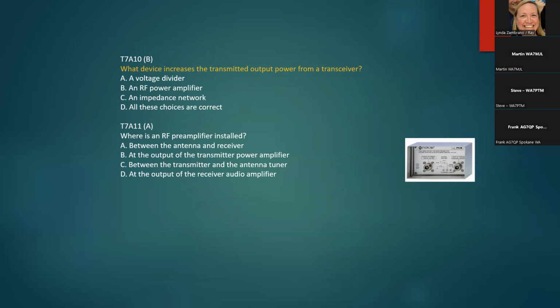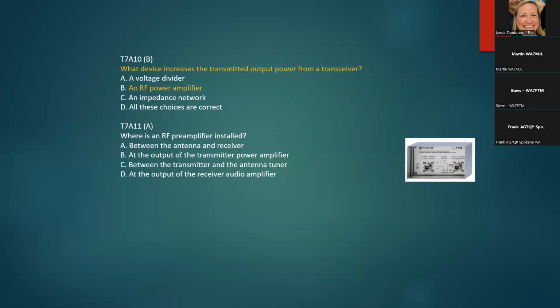Question 810, what device increases the transmitted power from a transceiver? Well, that's a special box that is called an RF power amplifier, which actually boosts the output. Oftentimes, the output from a transceiver might be 50 watts. A power amplifier can actually boost that to be several hundred watts of power output.